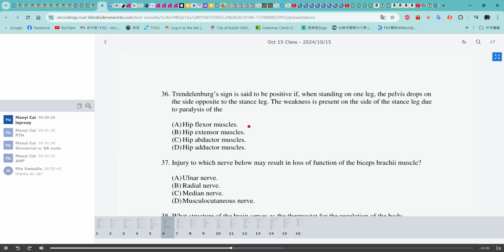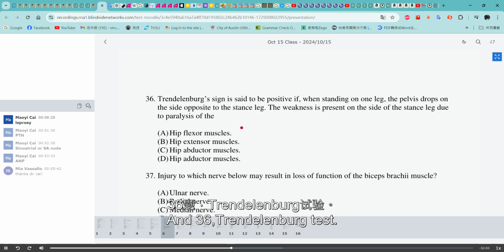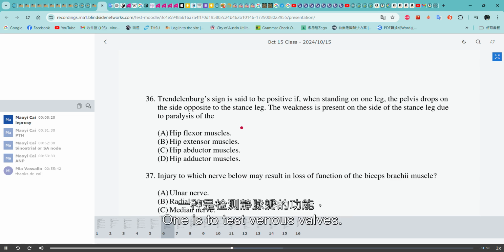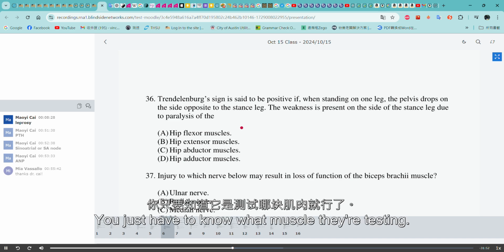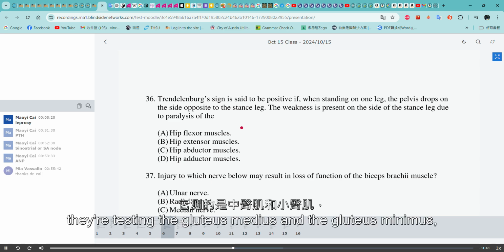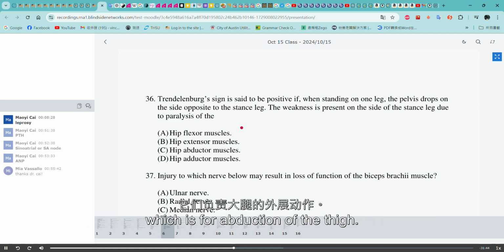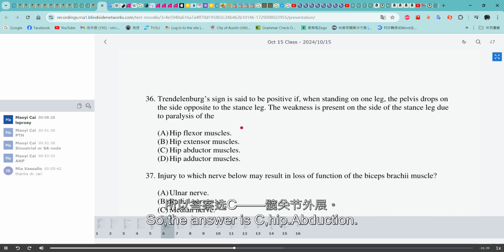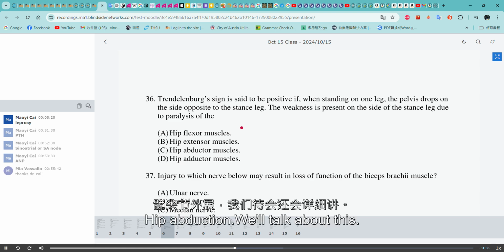D. And 36, Trendelenburg test. Trendelenburg actually has two tests. One is to test venous valves. Another one is to test the muscles. This is actually testing the muscle. You just have to know what muscle they're testing. They're testing the gluteus medius and the gluteus minimus, which is for abduction of the thigh. So the answer is C, hip abduction. Hip abduction. We'll talk about this.